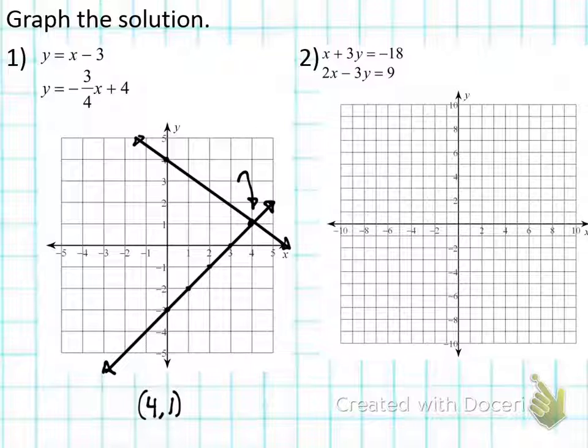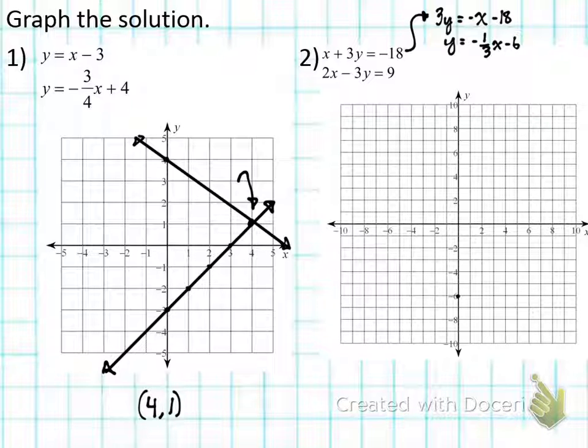For the first equation, I need to isolate the y, so I'm going to subtract x on both sides. So it's going to be 3y equals negative x minus 18. Divide both sides by 3, so y equals negative 1/3 x minus 6. Now this equation is in slope-intercept form.